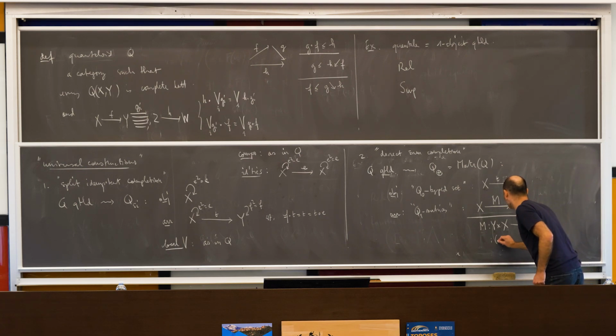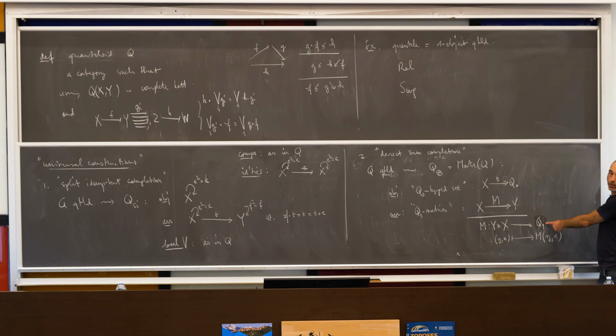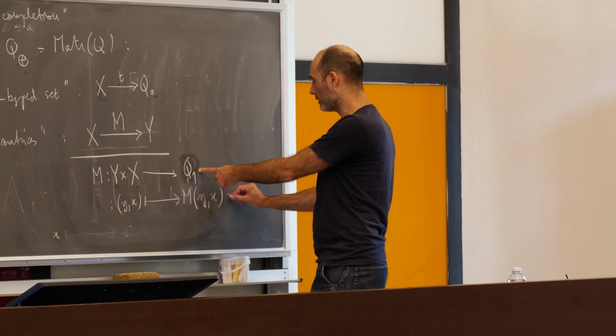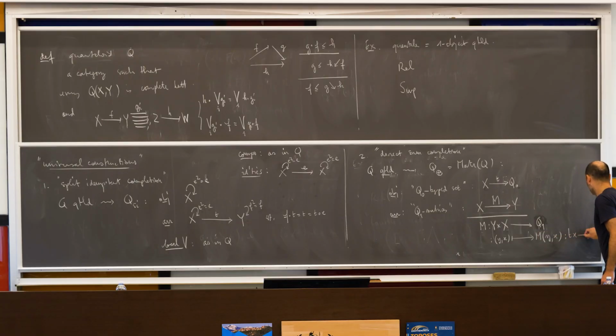So it means that for every yx, there will be an element in position yx. It's going to be an arrow in Q, but I want it to be an arrow from the type of X to the type of Y. So my notation is contravariant. Watch out.